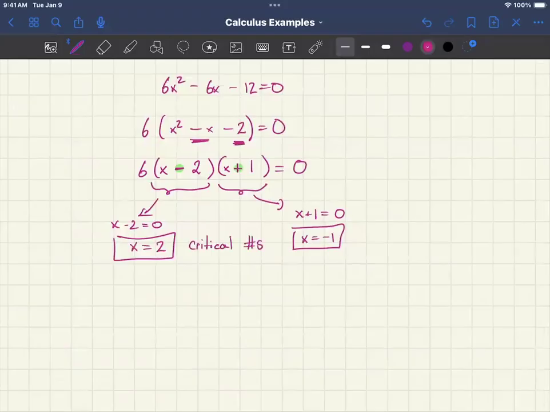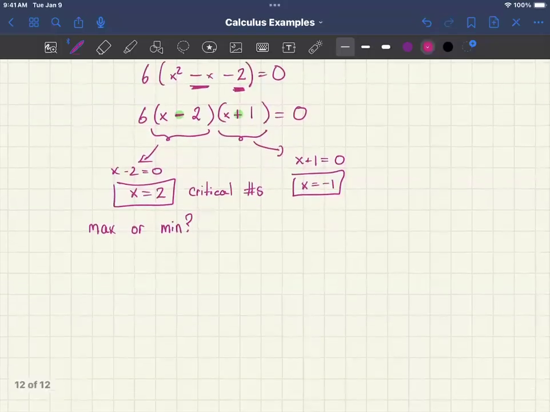The question now is, which ones are going to be absolute maxes and which ones are going to be absolute mins? So we want to figure out max or min, and to do that, we're going to punch those numbers into our original equation. One thing to notice is that these two numbers are actually in our interval, which is from -2 to 3. Oops, let's do a plus 1 there, a little bit nicer.